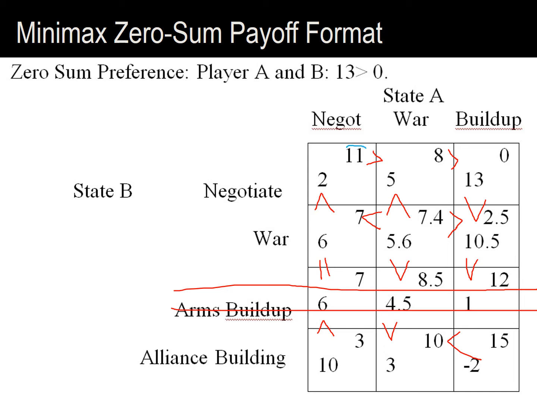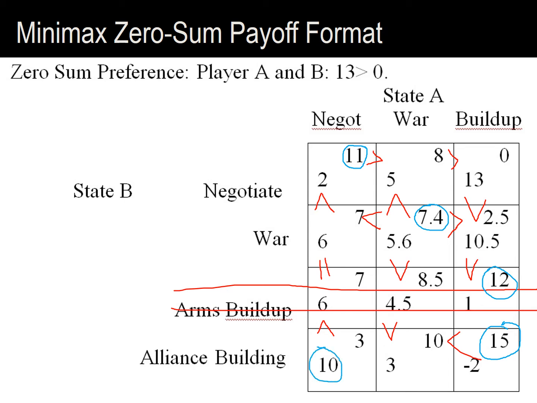If you recall, for each of player B's choices, player A is going to look for their best response. So player A's best response for state B's first row is going to be 11. For state B's war, it's going to be 7.4. For the arms buildup, it's going to be 12. And for the alliance building, it's going to be 15.